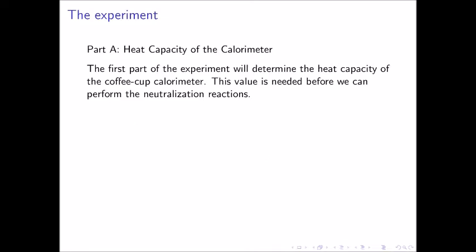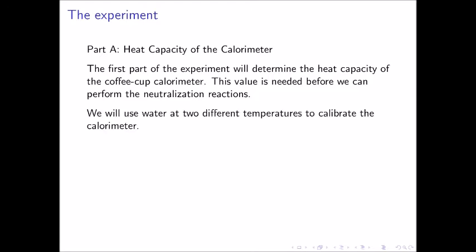Now let's take a look at the experiment. In part A, we are going to determine the heat capacity for the calorimeter. In this first part, we have to determine the heat capacity of the coffee cup calorimeter before we can perform the neutralization reactions. The way we do this is to use water at two different temperatures to calibrate the calorimeter.